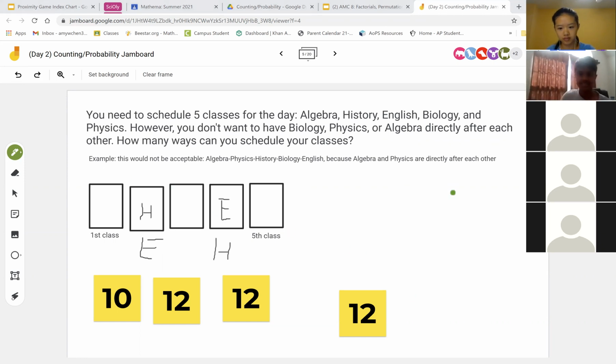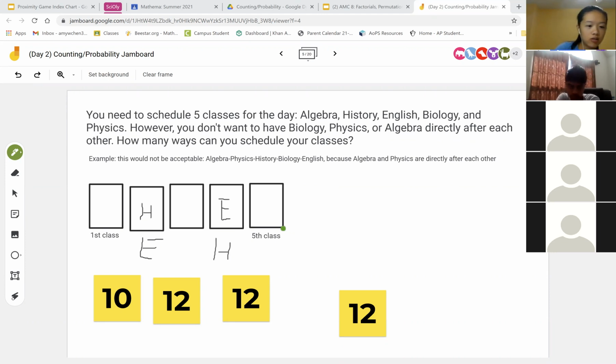Hello? Is there anybody here? Yeah, they're here. Yeah, Arjun, that's right. You can only put them in the first, third, and fifth positions. If you put them in any other position, there will be two classes that are directly after one another, and that arrangement won't be valid.